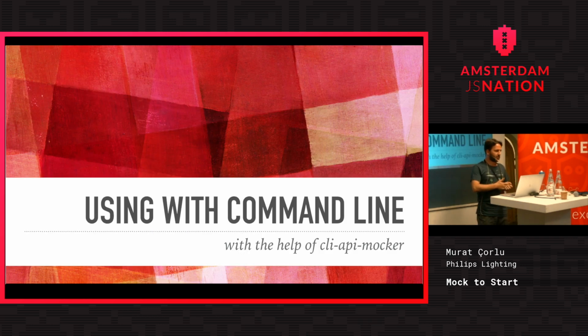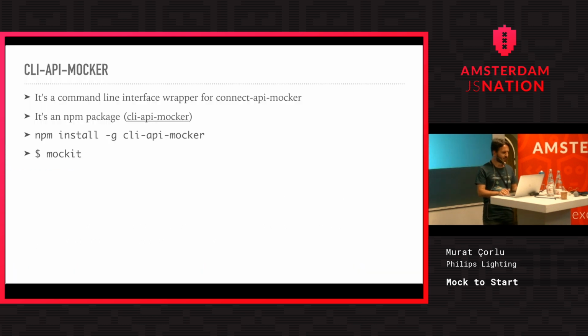Using Connect API Mocker is easy with Webpack, Gulp, Grunt, but if you want to use mocking applications without those libraries, like your mobile application or your backend application, you will need a separate solution, right? Because you don't have Grunt or Webpack. This is what CLI API Mocker presents.